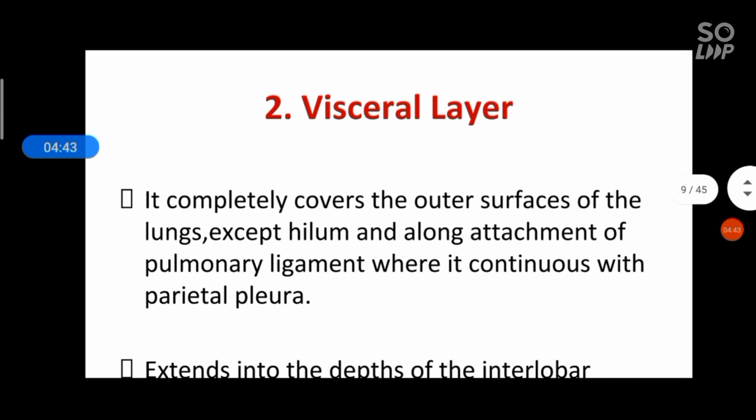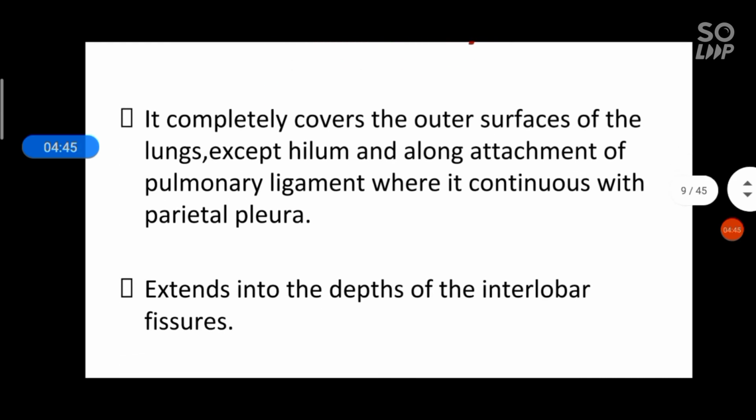The second is the visceral layer. It completely covers the outer surface of the lung except at the hilum and along the attachment of the pulmonary ligament, where it is continuous with the parietal pleura and extends into the depth of the interlobar tissue.